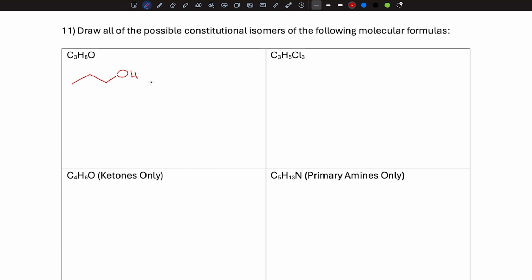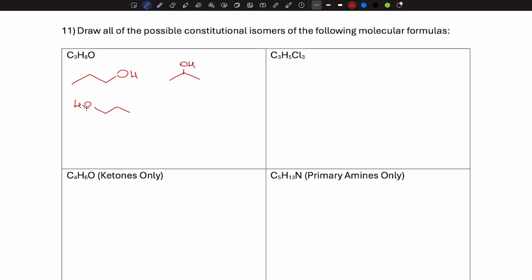And now to draw all the possible constitutional isomers, the best strategy is to try to move any of these atoms, carbons or oxygens, around to form unique structures. And so what I can do is really just move this over to the next carbon. And so what we'll end up with is something like this. And that's very unique, right? That's completely different. Now, what if we were to move it one more, all the way to the end? What we would end up with is something like this.